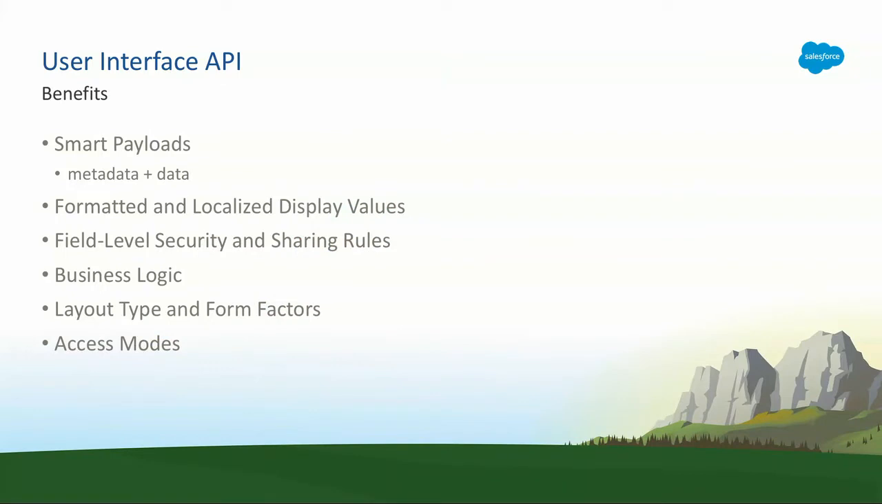So when we're talking about the user interface API, there's a bunch of different benefits to using this. First, we have smart payloads. So you have both your metadata and data returned to you with a single API call. So it makes it super handy for getting the data you need to both lay out the UI as well as populate the data for that UI. And it's a smart payload, so it uses things like e-tags, so you can do caching of both the layout and data. And I can get into that more once we actually go through the JSON for the payload.